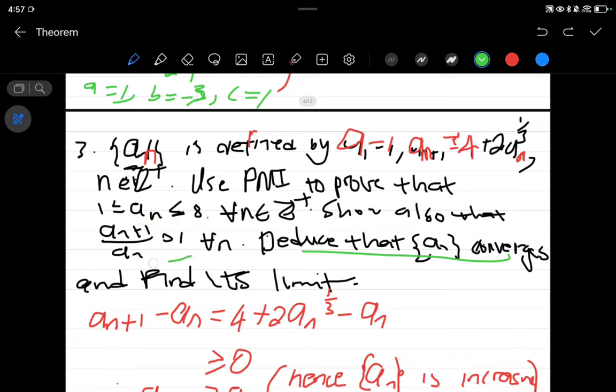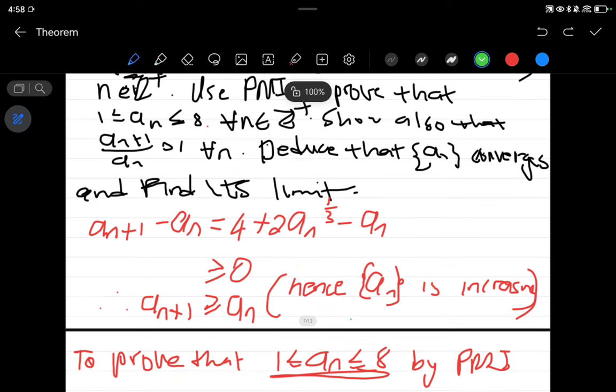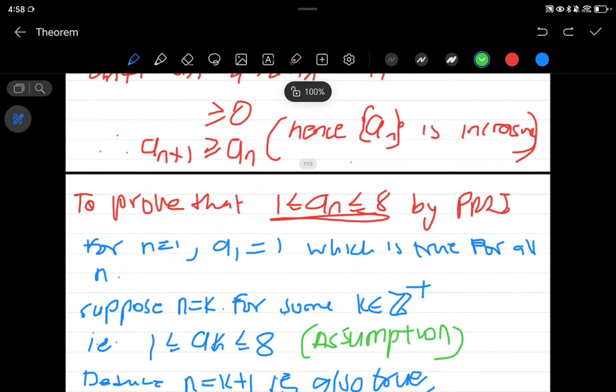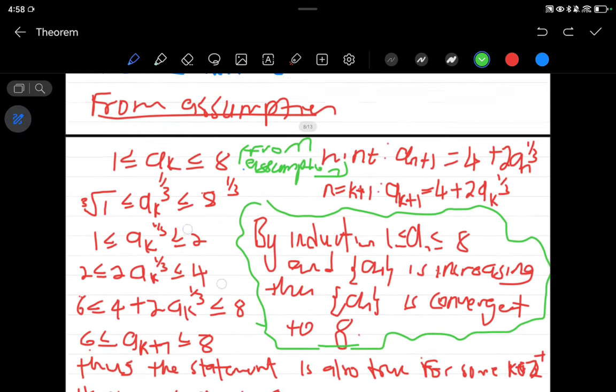Usually they would start by asking you whether it's increasing or not. Then they ask you this one. It makes sense to say it converges because you already know whether it's increasing or decreasing. If it's increasing, which number is it going to converge to? Which is 8. So already we would know that it converges to 8. I hope we agree on this one. Do we agree on this one?